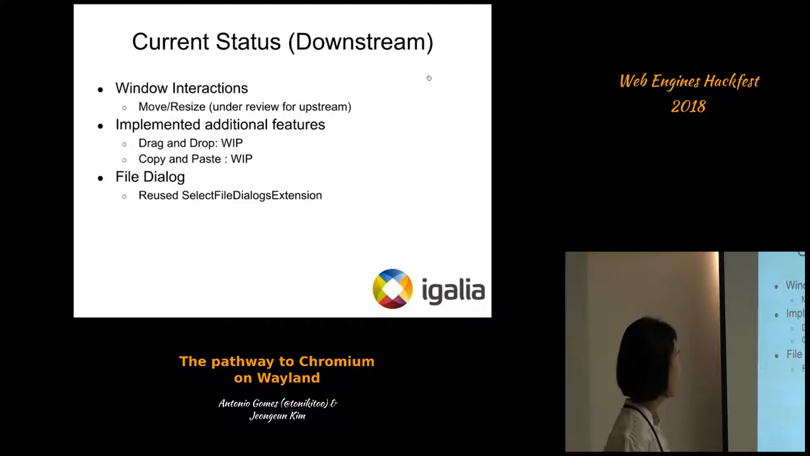And as for copy and paste, it's also partially landed at the upstream for the Wayland part. But the other part, we need to implement the rest of them. And as for the input type file, we used the select file dialog extension from Chrome OS, because some environments don't have a native UI toolkit such as GTK. So that's why we use a Views UI based dialog. But it caused a huge bunch of changes. So we created a feature request at upstream in order to get agreement from the upstream. So we continue working on that.